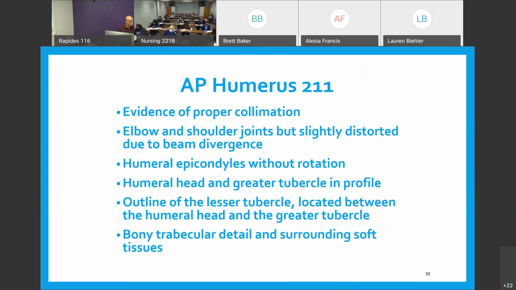Okay, this is evidence of proper collimation. Anytime you're doing a long bone, you have to show the articulations on both ends, which was true for a phalanx. It's true for a humerus. We have to show the entire shoulder joint, and we have to show the entire what? Elbow joint, right? It says joint to joint. Elbow and shoulder joints are slightly distorted due to beam divergence.